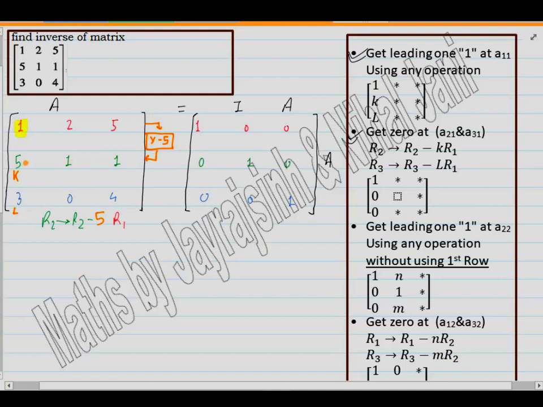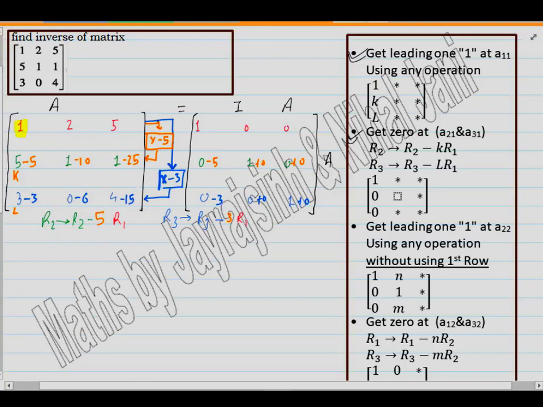So here we will get minus 5, minus 10 and minus 25. The same thing on the right side will give us minus 5 plus 0 and plus 0. Okay, now it's time for the second operation, in which we take R3 gives R3 minus L, or we can say 3R1. That can be done by multiplying minus 3 to the first row and adding it to the third row. So it will be minus 3, minus 6, minus 15. The same thing on the right side will give us minus 3, 0 and 0.